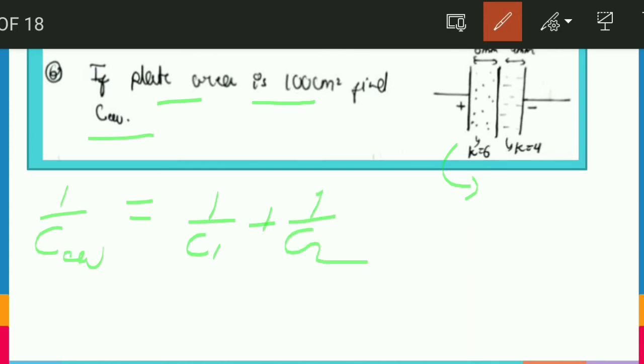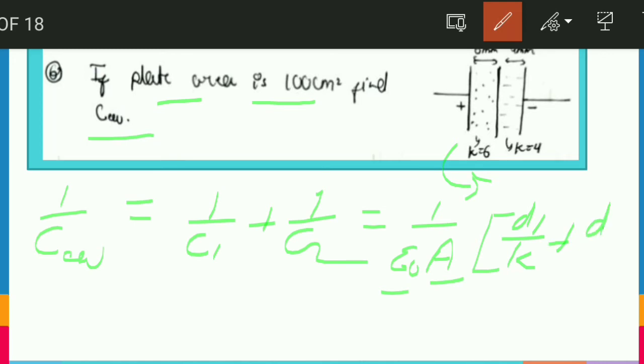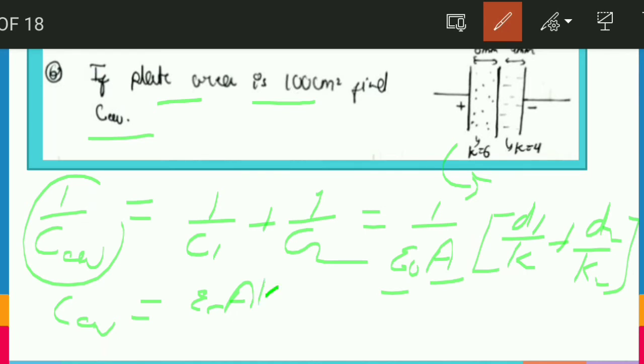So putting each and every value, how can we write 1 upon C1? Let's take 1 upon epsilon 0 A as common, because the area and epsilon naught will be common. So in the bracket we will get d1 upon k1, where this is our k1, plus d2 by k2. So this is 1 upon C equivalent. So C equivalent comes to epsilon naught A k1 k2 upon k2 d1 plus k1 into d2.